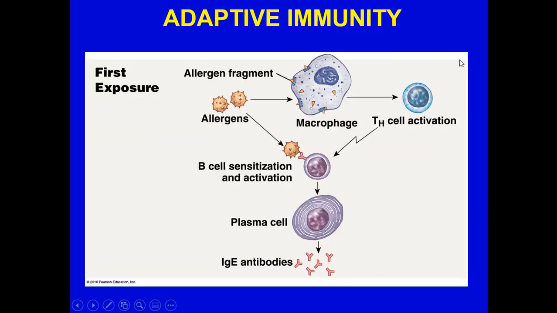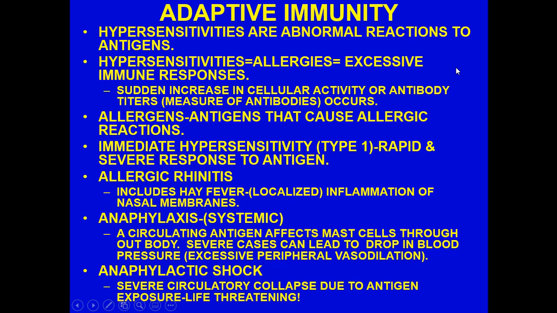Now we're going to briefly go through hypersensitivity here. This is abnormal reactions to antigens. Hypersensitivities, otherwise known as allergies, are excessive immune responses. There are about 4 different branches. You'll get into this much more in detail in medical microbiology, but one of the hypersensitivities is allergies. Usually when we talk about this, you have a sudden increase in cellular activity or antibody titers, and this is going to occur by exposure to an antigen. Now, allergens are antigens that cause allergic reactions.